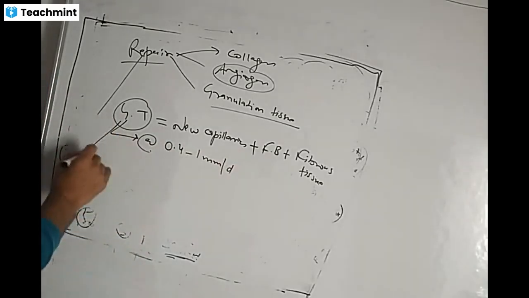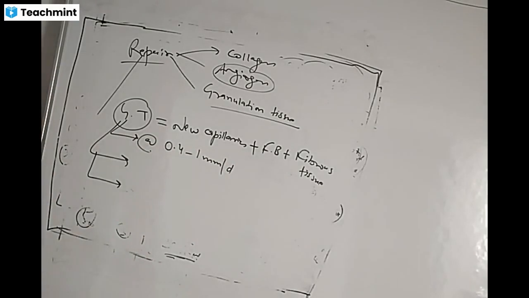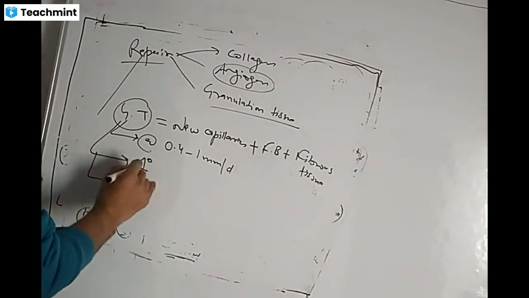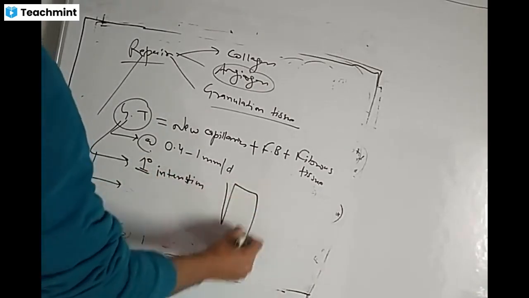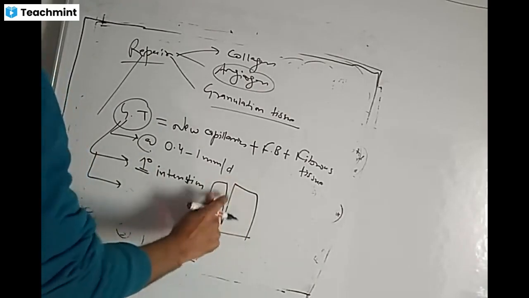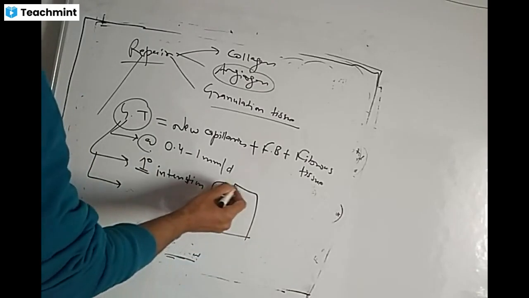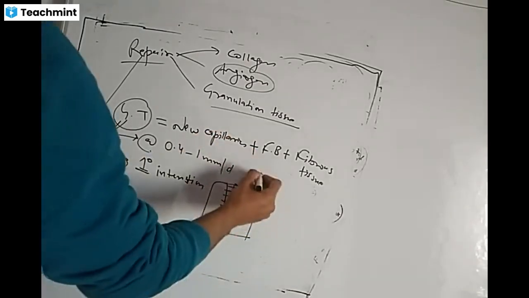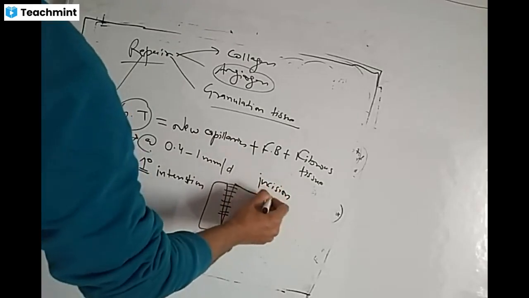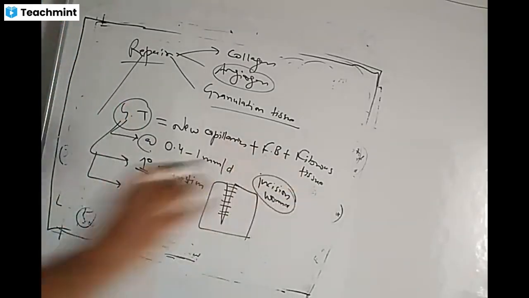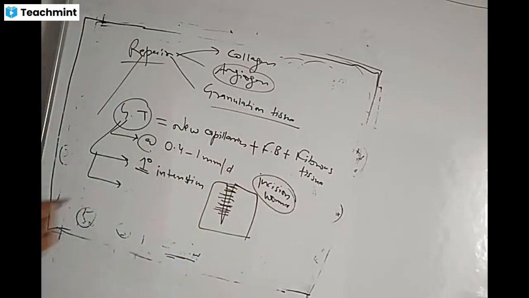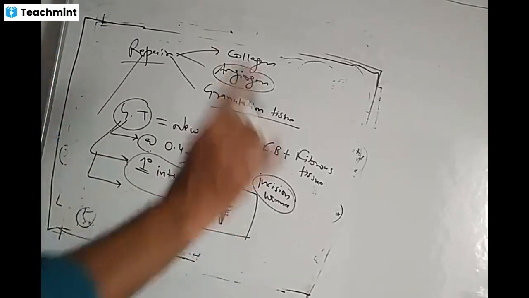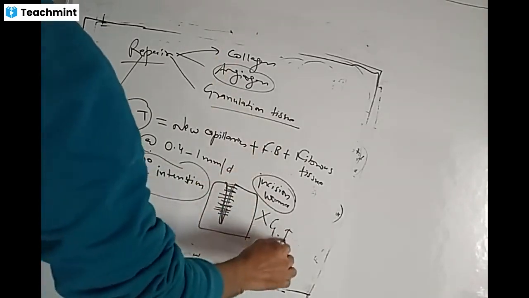In which wounds is it not formed and in which wounds is it formed? Those wounds which heal by primary intention. Suppose these are the two edges of the wound which are sutured. Suppose this is an incision wound, and once the surgery is over, we close the incision with sutures. That is the best example of primary intention. But in primary intention, where the edges are near, there is no need to form granulation tissue.